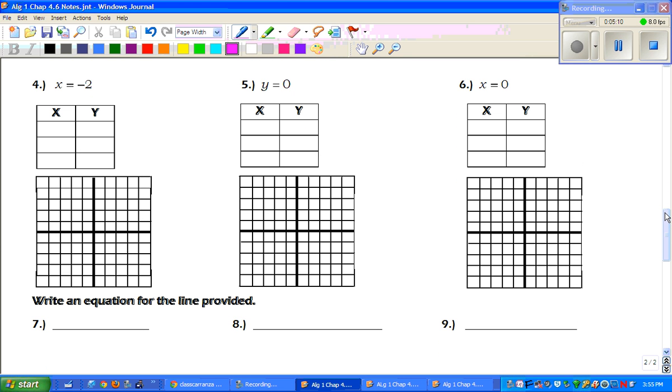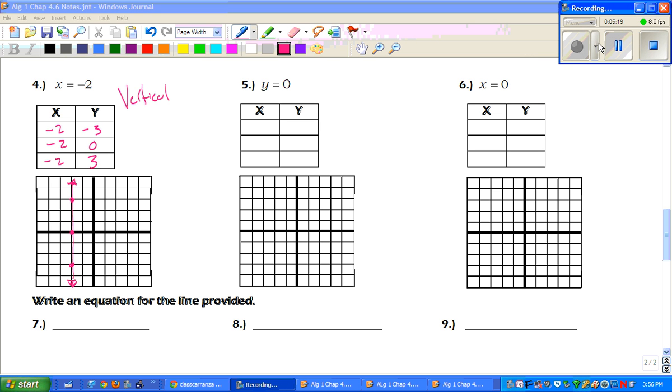Why don't you guys try number 4? Remember, go ahead and pick 3 points, draw the line, and tell me if it's horizontal or vertical. All right, did you get a vertical line there? I hope so.